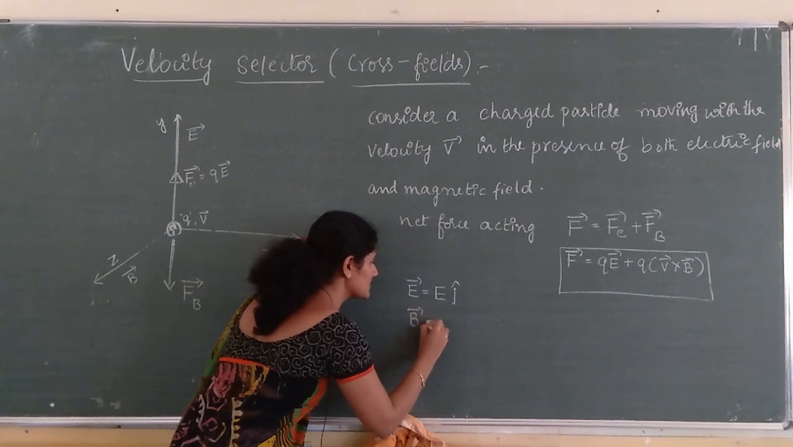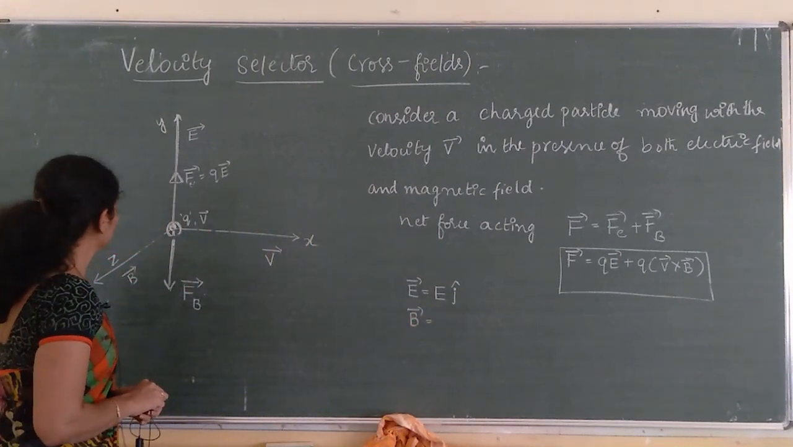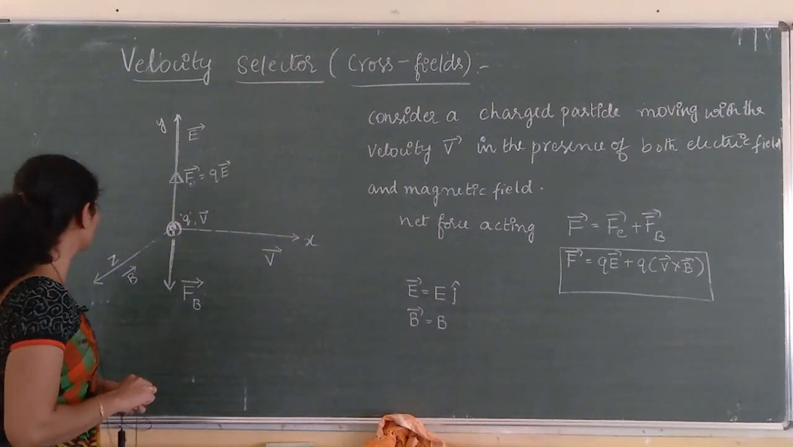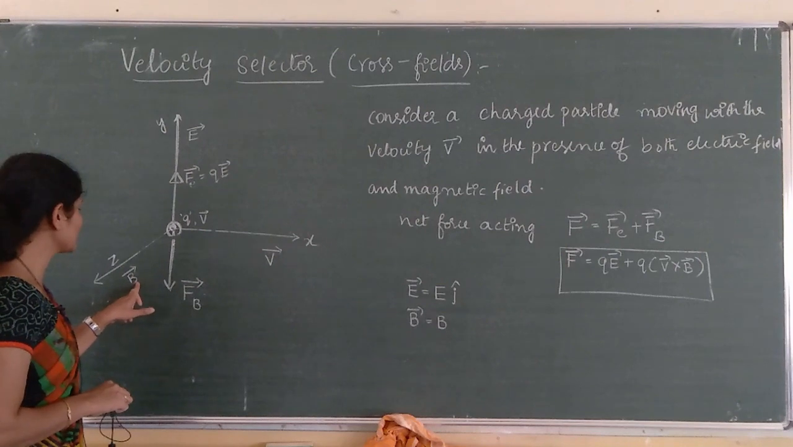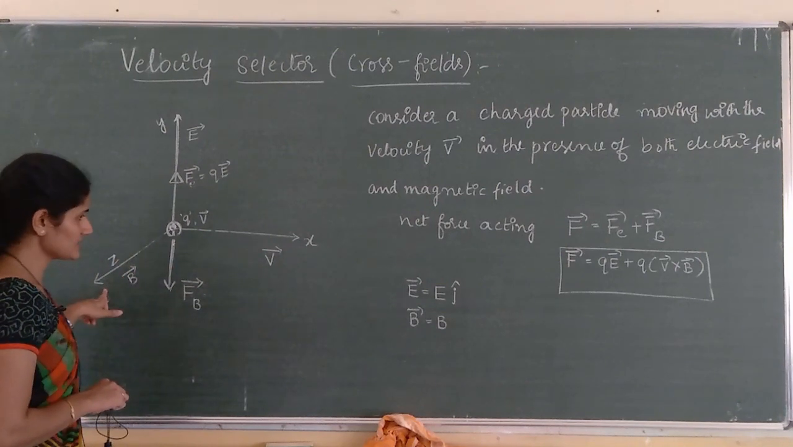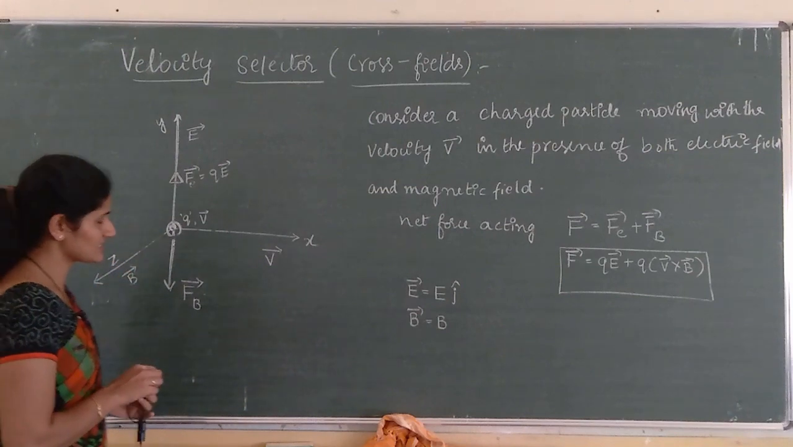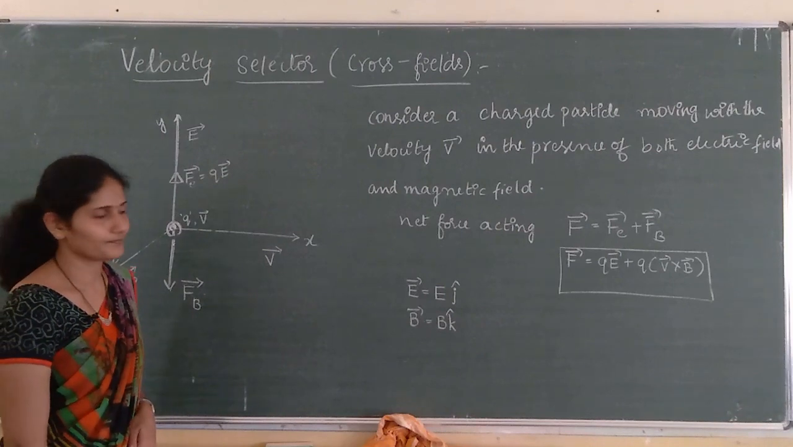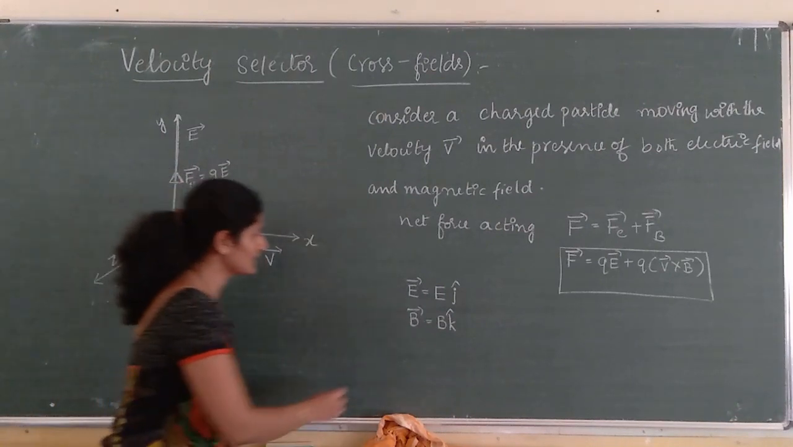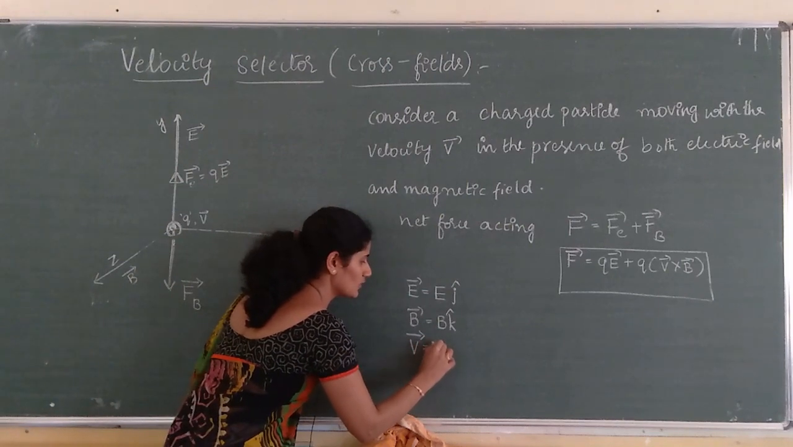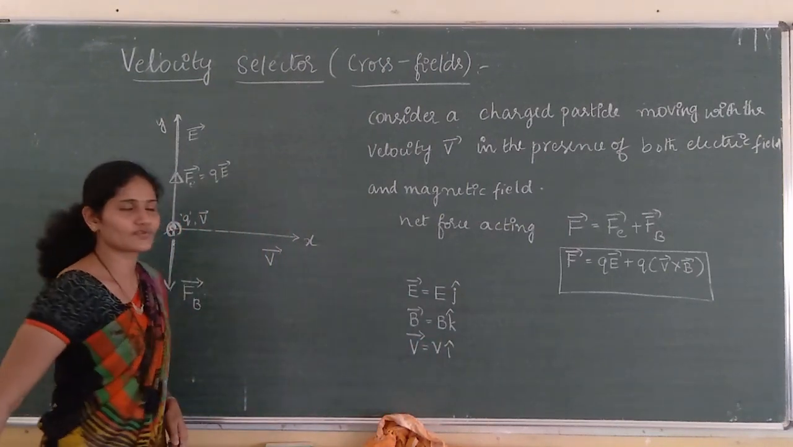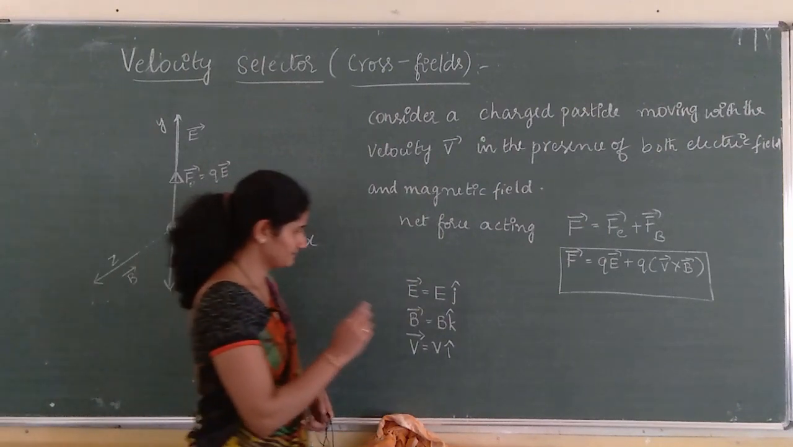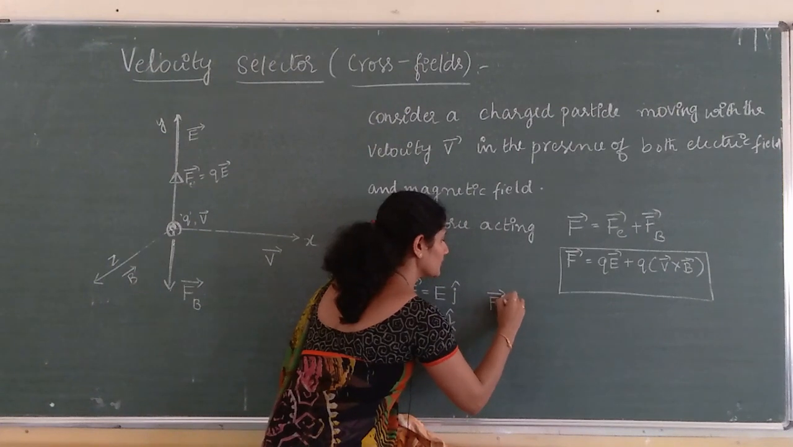Magnetic field B vector is equal to its magnitude B into unit vector. This magnetic field is along z axis. So, the unit vector along z axis is k cap. So, B vector is equal to B into k cap. Similarly, V vector is equal to V into i cap, because along x axis we have unit vector i cap.